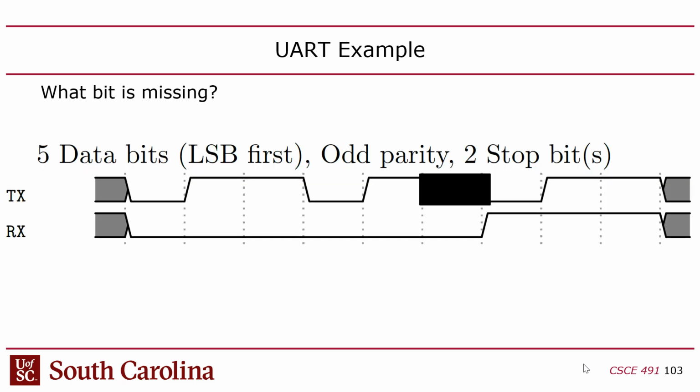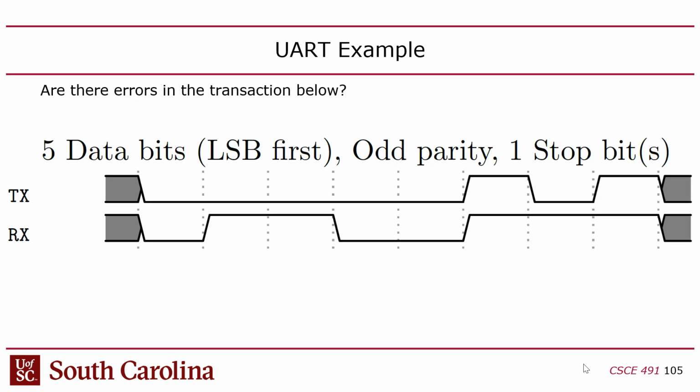Okay, here's another question. What bit is missing? Odd parity, 2 stop bits, 1 start bit. So if it's odd, I've got 1, 2, 3. There's 3 1 bits in there. Remember, I'm not counting the 2 stop bits. So that parity bit must be 0, right? Because 3 is already an odd number. So that should be a 0.